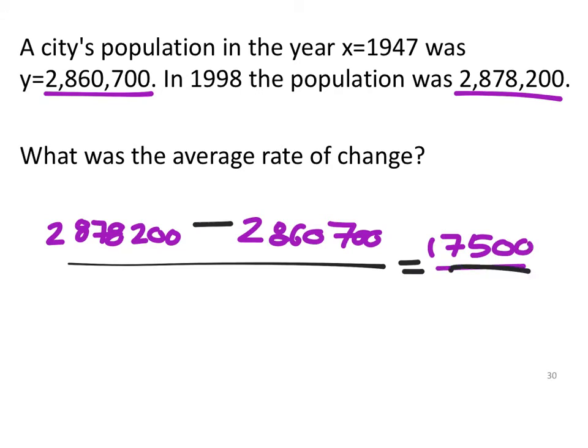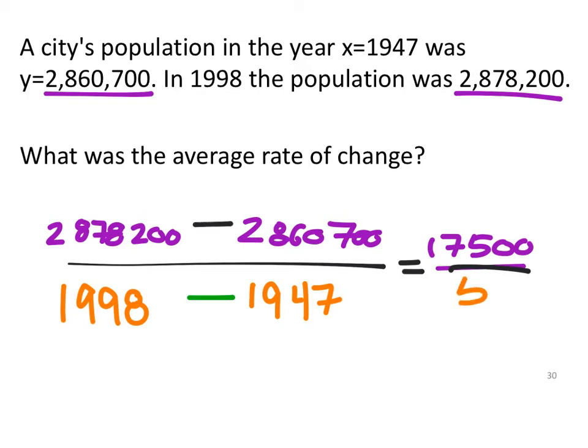All right. Well, how long did it take? Well, it went from 1947 to 1998. And again, I know some of you guys can do that in your head, but I'm feeling like if I do that in my head, I'm going to make a mistake. So 1998 minus 1947, 51 years. So 17,500 people in 51 years. Let's just divide those now.